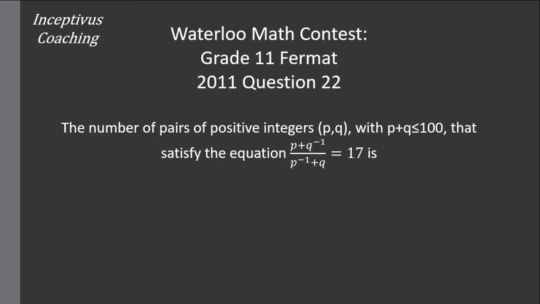And the question asks, what is the number of pairs of positive integers p, q with p plus q less than or equal to 100 that satisfy the equation (p plus q to the power of negative 1) over (p to the power of negative 1 plus q) is equal to 17? So we see that p and q have to follow some kind of relationship, right? They both have to be positive integers, and their sum has to be less than or equal to 100.